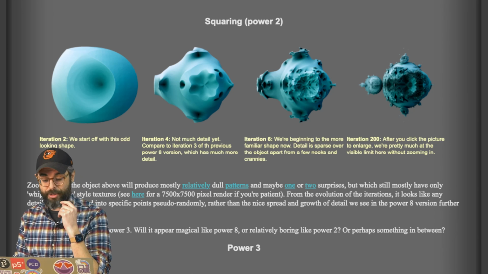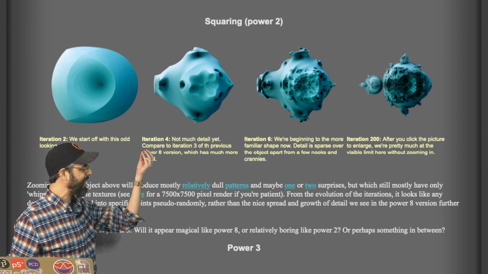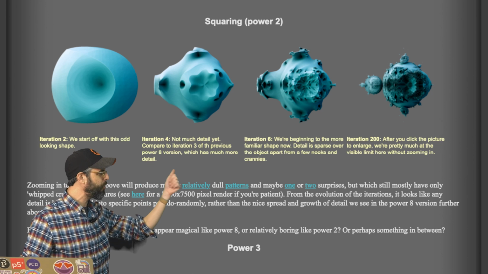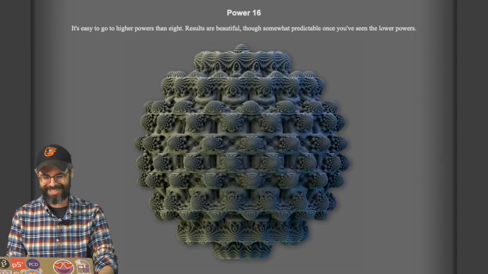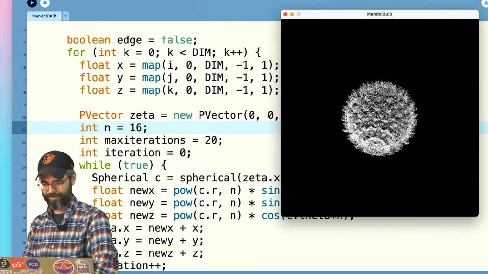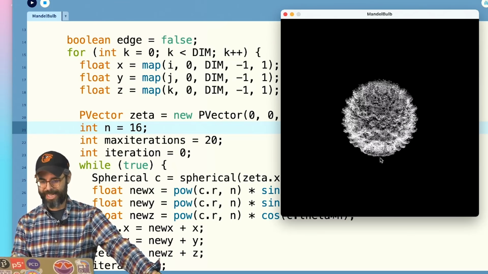The other thing I can play with is what value of n am I using? And we can see here in this post that these are the shapes that I would get from the power of 2, power of 3, power of 16. Whoa, let's look at that. N is 16 here. Yeah, take a look at that crazy fractal Death Star.